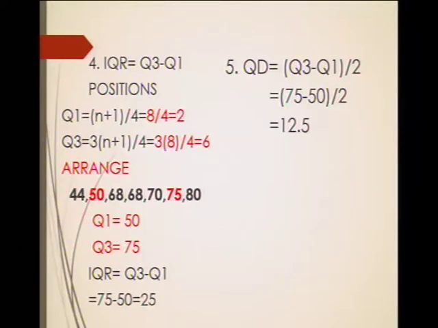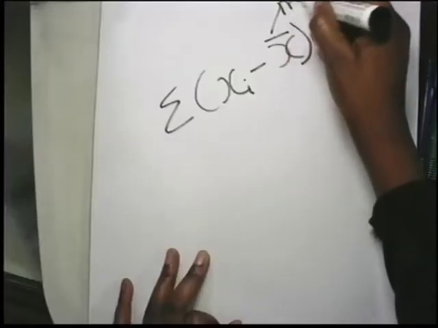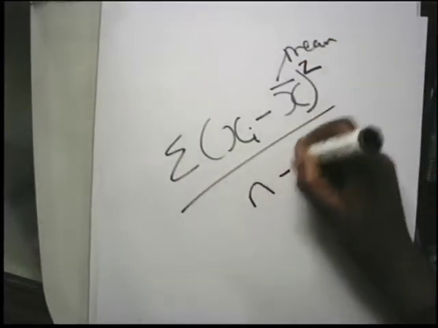The quartile deviation is even simpler. It's just the interquartile range divided by 2, which is Q3 minus Q1, divided by 2. For the standard deviation, the formula is as seen on the screen. It says the summation of all the x's minus the x bar. We know x bar is the mean, right? Then you square it and you divide by n minus 1.